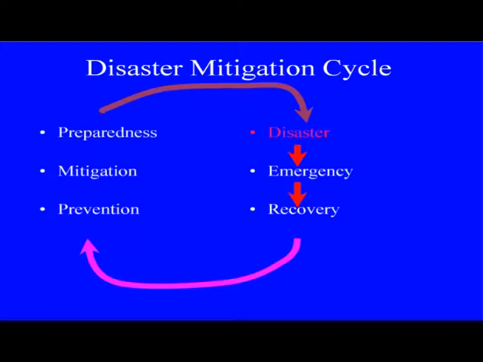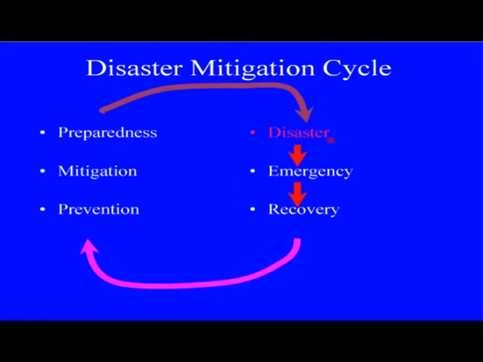This is called the disaster mitigation cycle. It may be earthquake, cyclone, tsunami, fire, and many more such things, which we call disasters. When the event starts, we immediately need a certain time, called emergency, which may be a few minutes to a few hours, and then we go for recovery.